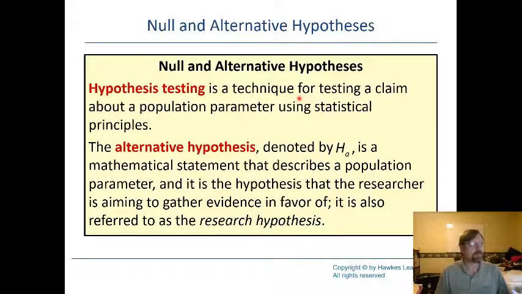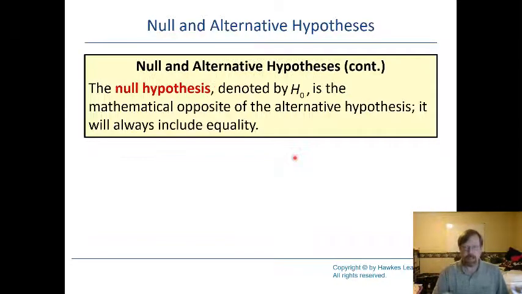Okay, so review here. Hypothesis testing is a technique for testing a claim about a population parameter. The alternative hypothesis or the research hypothesis is the claim that we are gathering evidence in favor of, and we'll get into that in the examples. The null hypothesis is the mathematical opposite of the alternative hypothesis and includes equality.